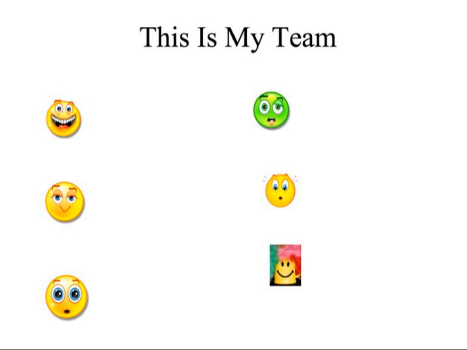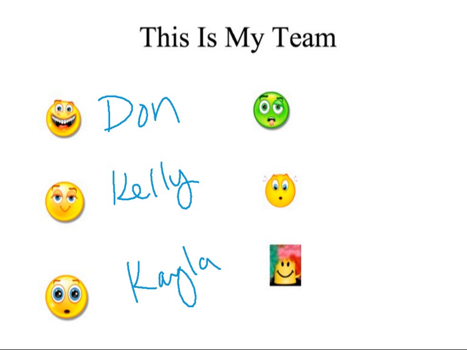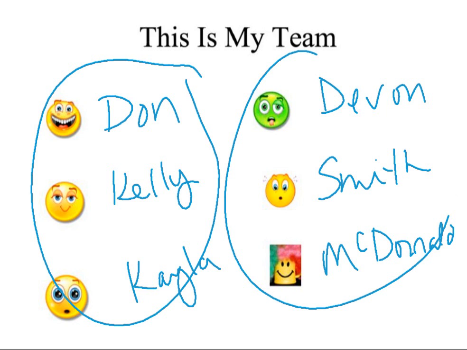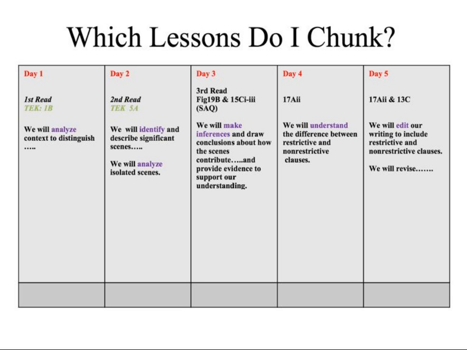Okay, so this is ELA 2. We have Donovan, Kelly, Kayla, Devon, Smith, and McDonald. This could be group 1, this could be group 2. So I would look back at these lessons and I would chunk based on the 2 groups. And I would figure out who's presenting on what day and who's assigned to model on what day. Who's going to chunk, what lessons are going to be chunked, who's going to model.